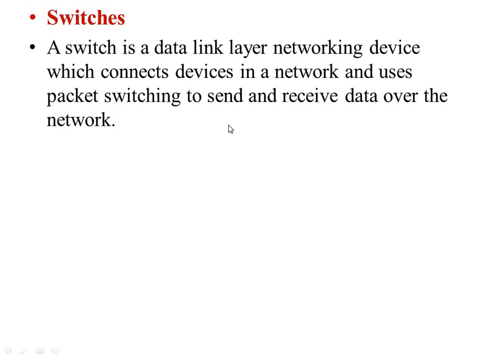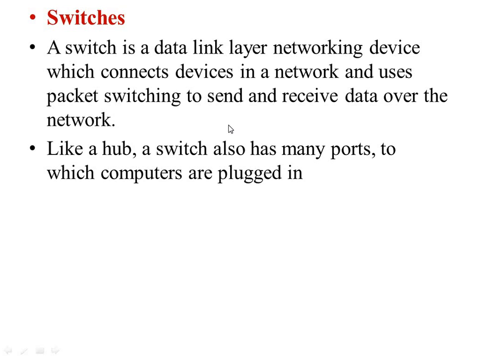So a switch is a data link layer networking device and a network layer device, so it may work depending on whether it is a layer 2 or layer 3 switch. Depending on that we will divide it into layer 2 or layer 3 switch, but let us call it a data link layer networking device which connects the devices in a network and uses packet switching instead of frame switching to send and receive data over the network. We know that at the network layer we use packet switching. So this switch works at layer 2 and layer 3.